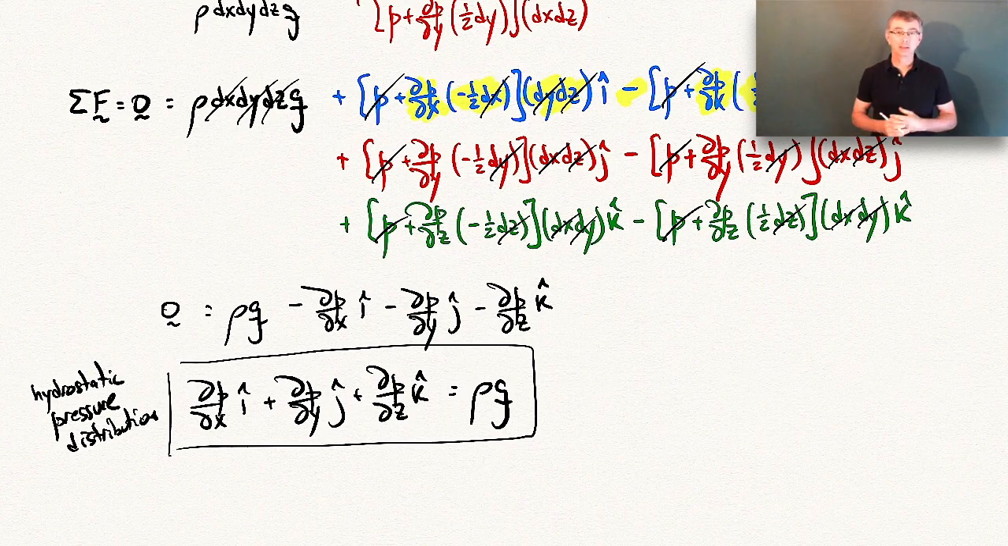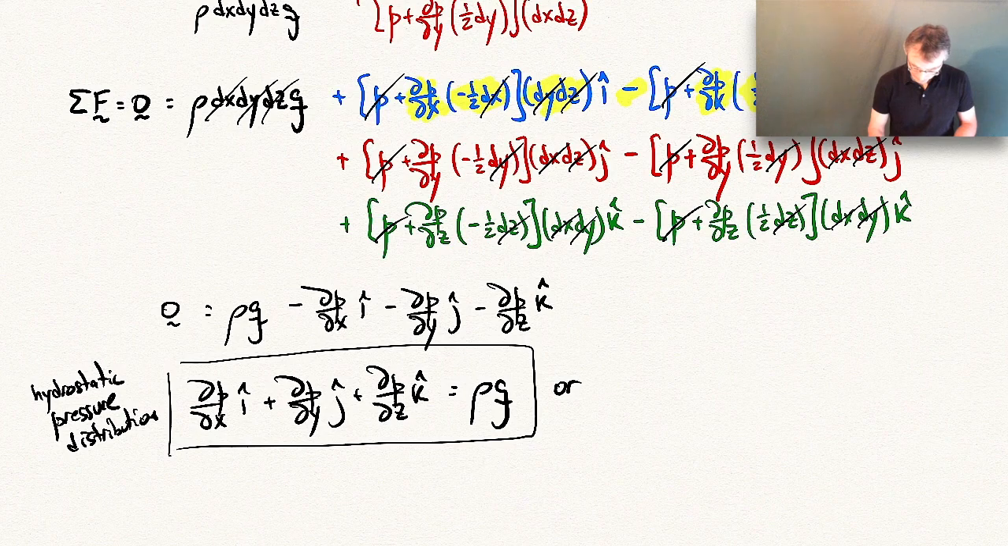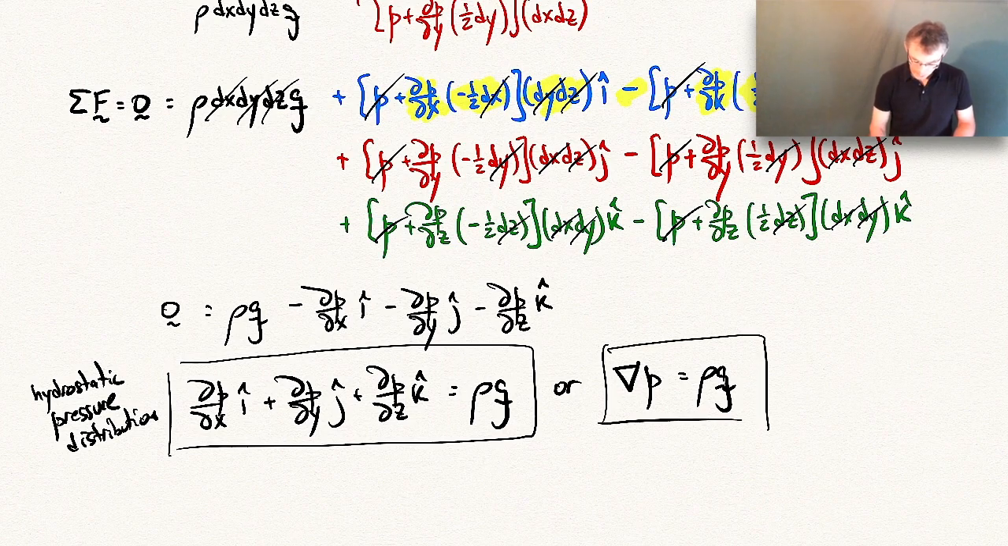All right, well, we can write that a little more compactly if we use the gradient operator, which is just del P is equal to rho G. It's the same equation. Just remember from calculus that the gradient operator is like d dx I hat plus d dy j hat plus d dz k hat.